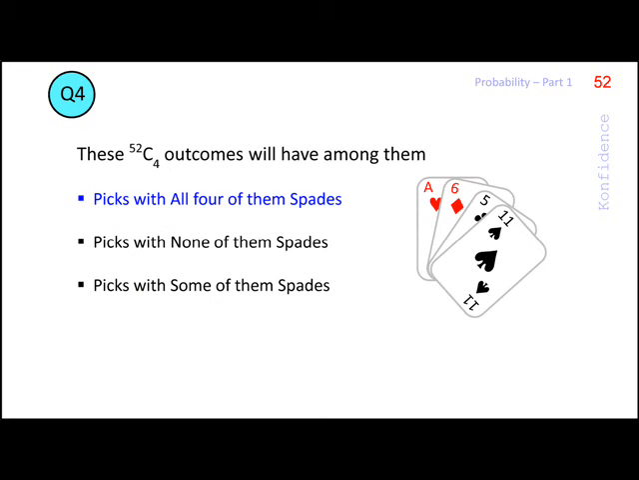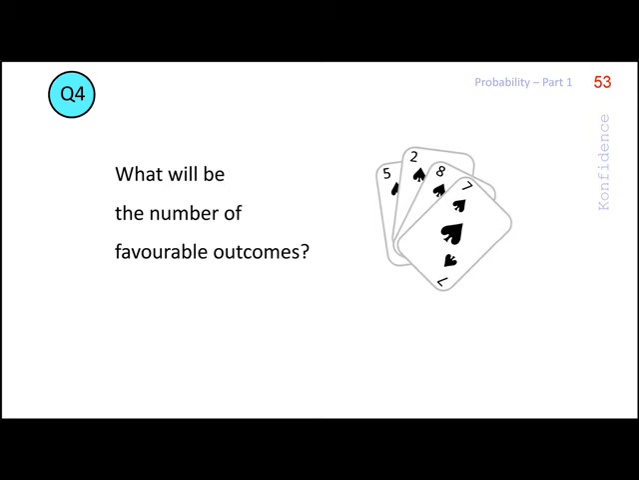The 52C4 ways in which we can pick 4 cards from the deck will have the following possible scenarios. We will have picks in which all 4 cards are spades. We will have picks in which none of the 4 cards are spades, and picks in which some of the 4 cards are spades. We know the total number of outcomes is 52C4. What will be the number of favorable outcomes?